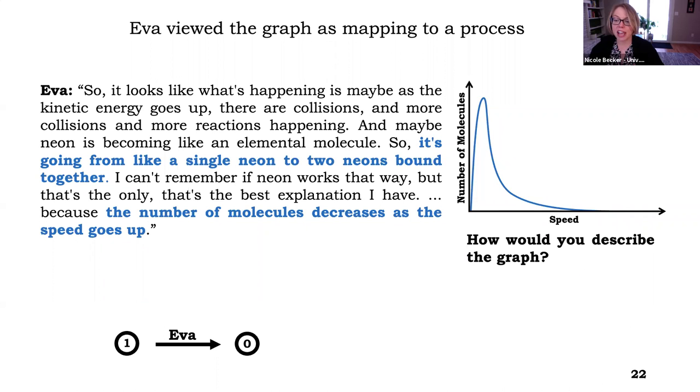For example, Ava justified the observation that neon seemed to disappear in the graph in prompt two by stating that neon atoms combined to form diatomic neon. She notes, "So it looks like what's happening is maybe as kinetic energy goes up, there are collisions and more reactions happening. And maybe neon is becoming like an elemental molecule. It's going from a single neon to two neons bound together. I can't remember if neon works that way, but that's the best explanation I have, because the number of molecules decreases as the speed goes up."